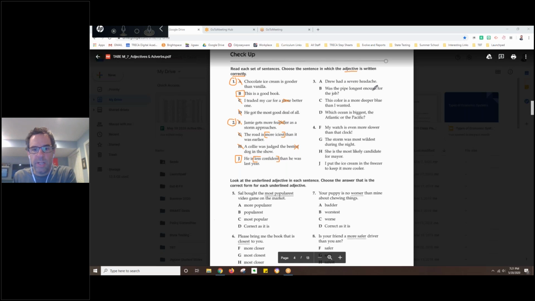Was the pipe longest enough for the job? Doesn't sound right. If it said long enough, was the pipe long enough for the job, it would be correct. This color is a more deeper blue than I wanted. Again, more deeper is an extra word. This color is a deeper blue. It can't be more deeper. It's just deeper.